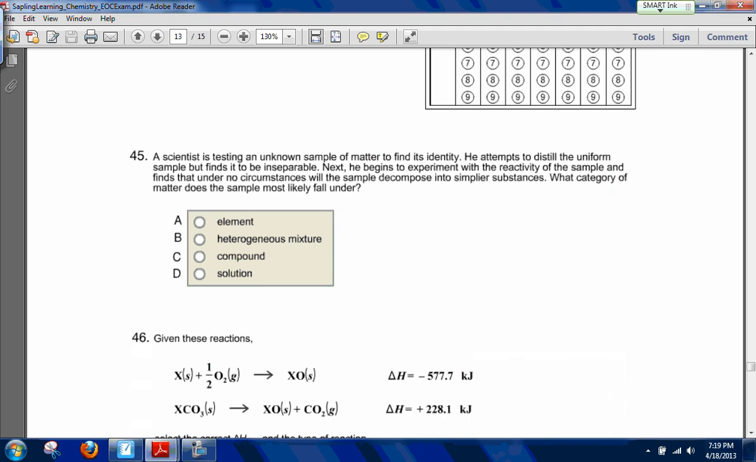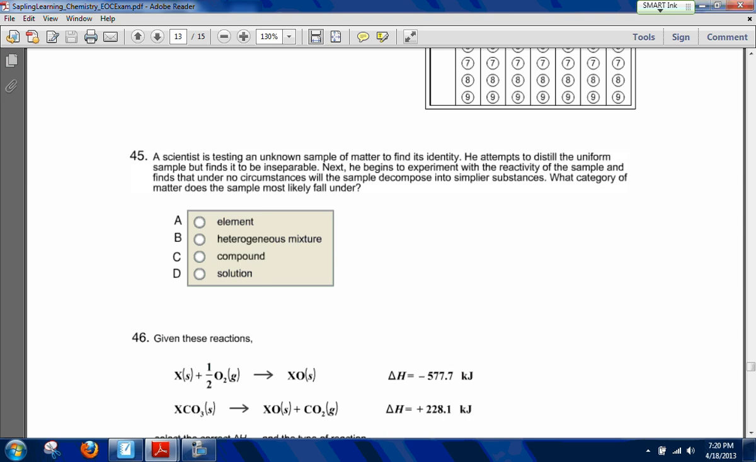A scientist is testing an unknown sample of matter to find its identity. He attempts to distill the uniform sample but finds it to be inseparable. Next, he begins to experiment with the reactivity of the sample and finds that under no circumstances will the sample decompose into simpler substances. What category of matter does this sample most likely fall under?